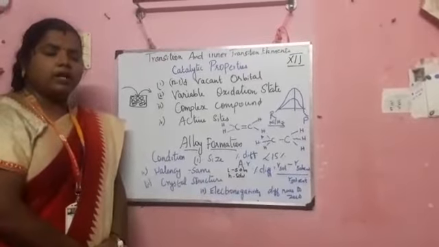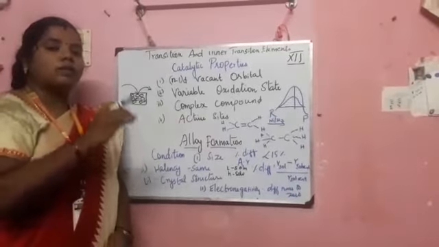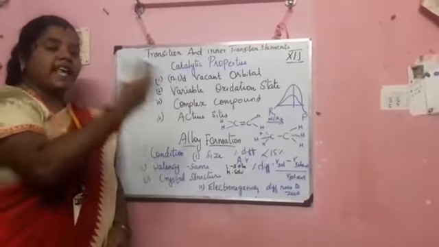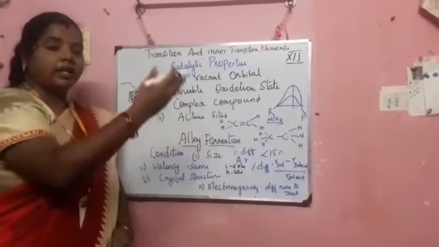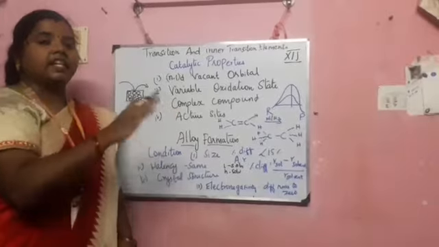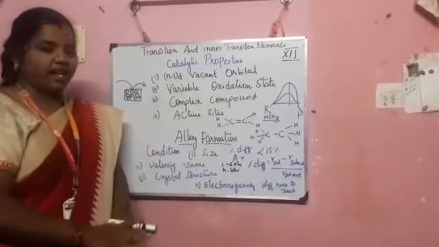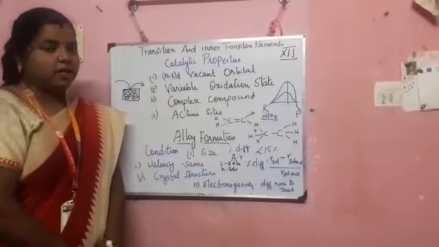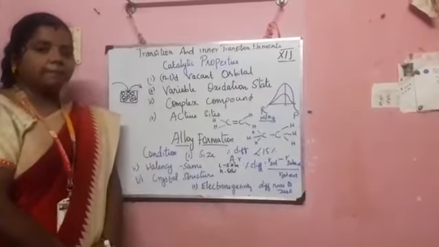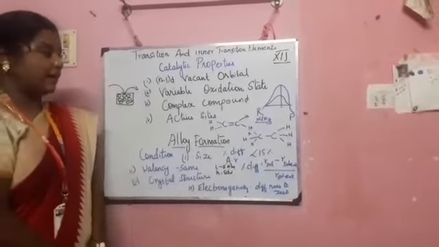How is it not involved? The mass of the catalyst before it enters the reactant is the same after the product has been formed. That means it is not involved in the reaction, it only increases the rate of the reaction. That is called a catalyst. So the transition elements possess the catalytic property under this condition.